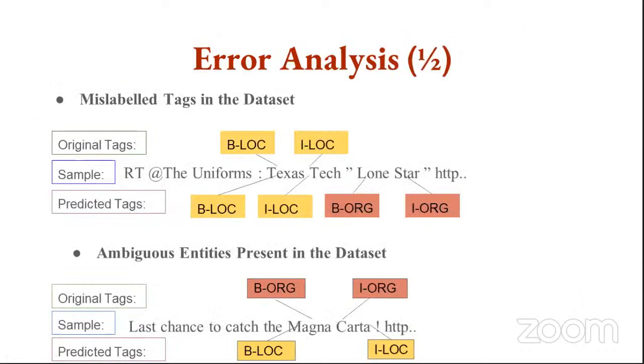So these are the examples. Error analysis. Mislabeled tags in the dataset. There are some mislabeled tags in the dataset that are creating some errors. Ambiguous entities are present in the dataset, like whether a particular entity is a location name or an organization name. There are many ambiguous entities present in the dataset.